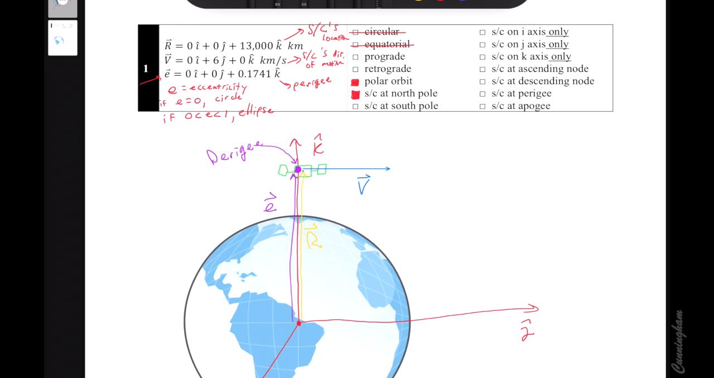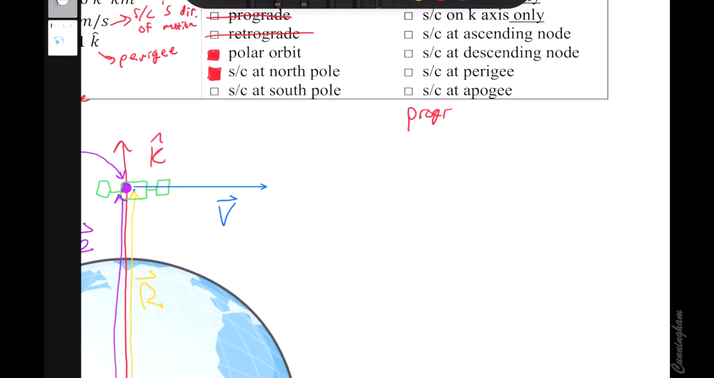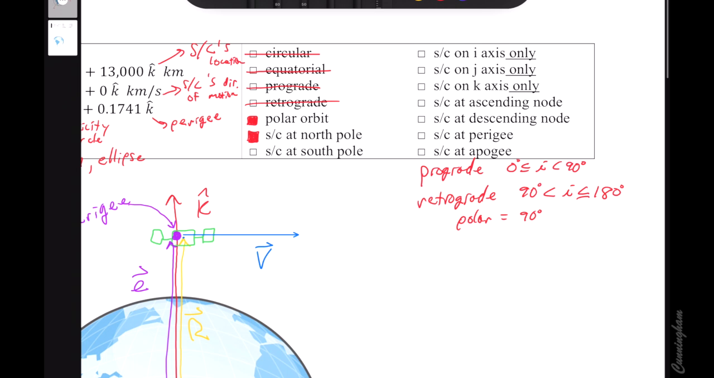So when you have a polar orbit, it automatically means it can't be prograde and it can't be retrograde, because remember, for prograde, inclination needs to be between 0 and 90, not including 90. And if you wanted retrograde, inclination would have to be between 90 and 180, not including 90. But when you're pegged out exactly at 90, that's polar, and it's a very special case. It's exactly 90.